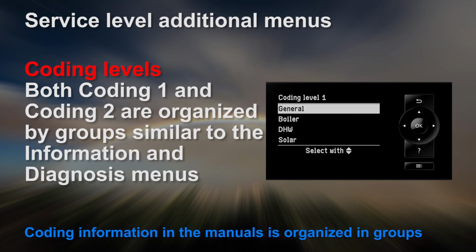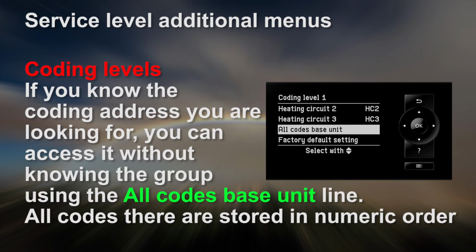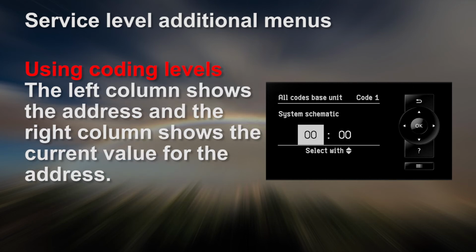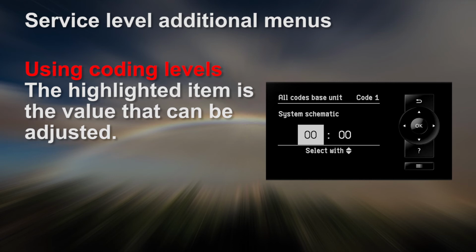Both coding 1 and coding 2 are organized by groups similar to the information and diagnosis menus. If you know the coding address you're looking for, you can access it without knowing the group using the All Codes base unit line. All codes there are stored in numeric order. When examining codes, the left column shows the address and the right column shows the current value for that address. The highlighted item is the value that can be adjusted.